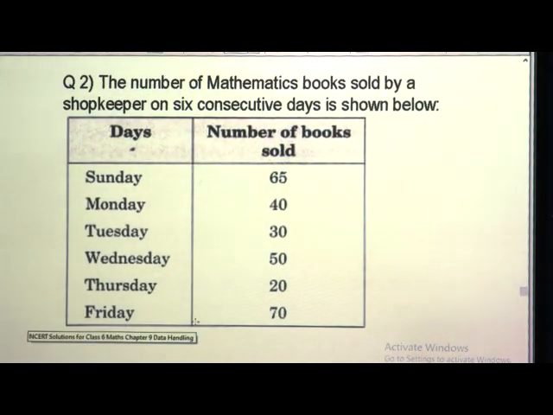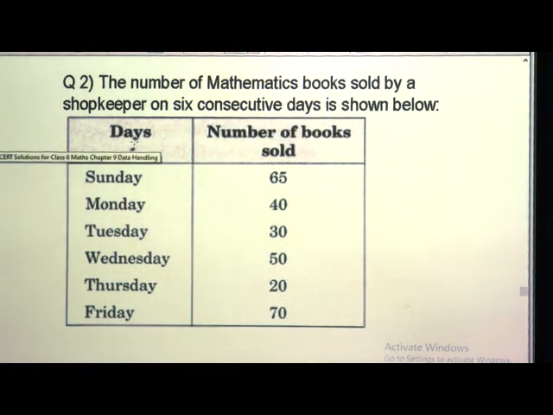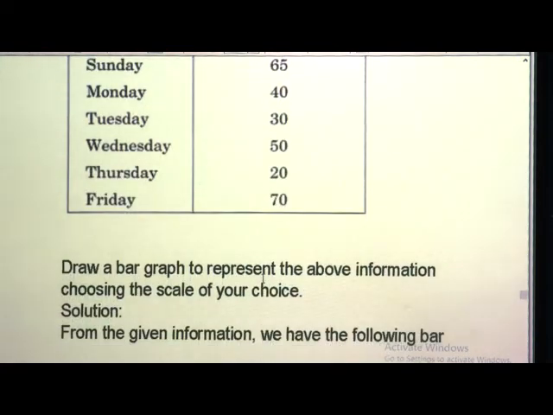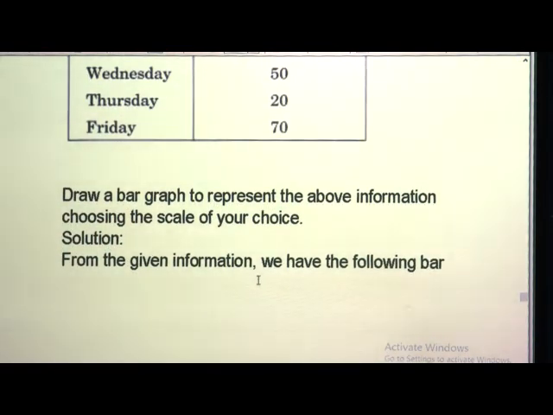Question number 2. The number of mathematics books sold by a shopkeeper on 6 consecutive days is shown below. The books were sold on Sunday, Monday, Tuesday, Wednesday, Thursday and Friday. Sunday he sold 65 books, Monday 40, Tuesday 30, Wednesday 50, Thursday 20 and Friday 70 books. Draw a bar graph to represent the above information, choosing the scale of your choice.